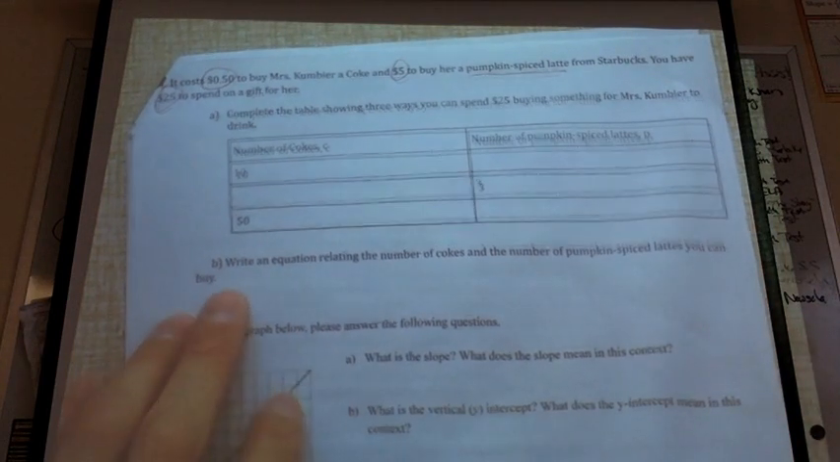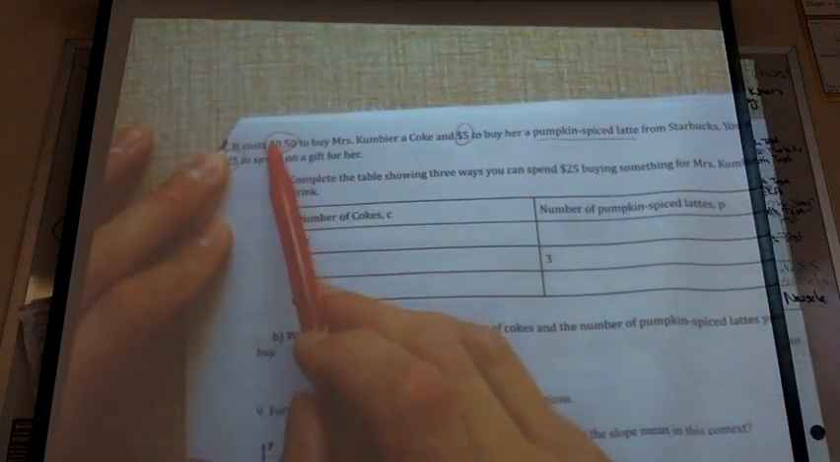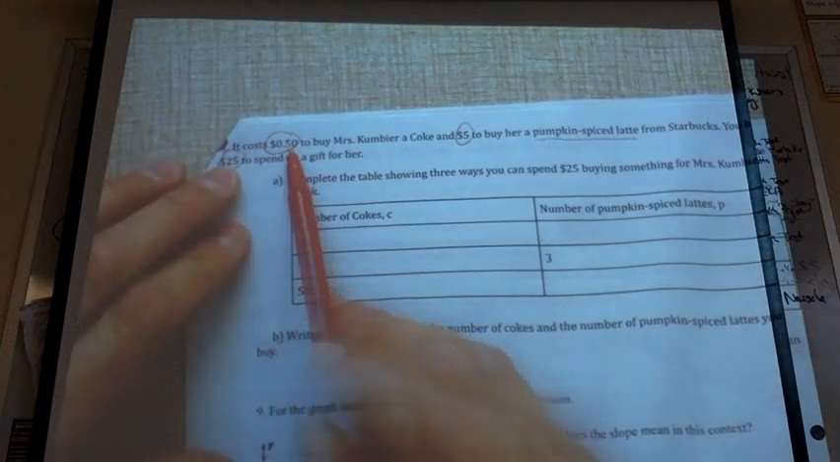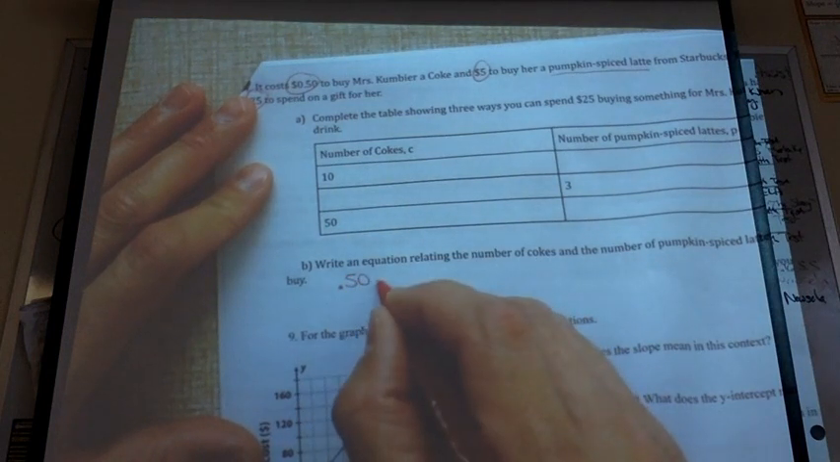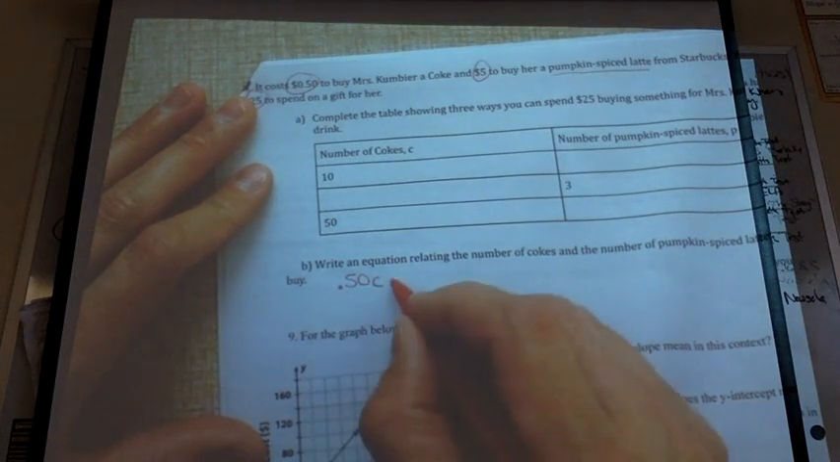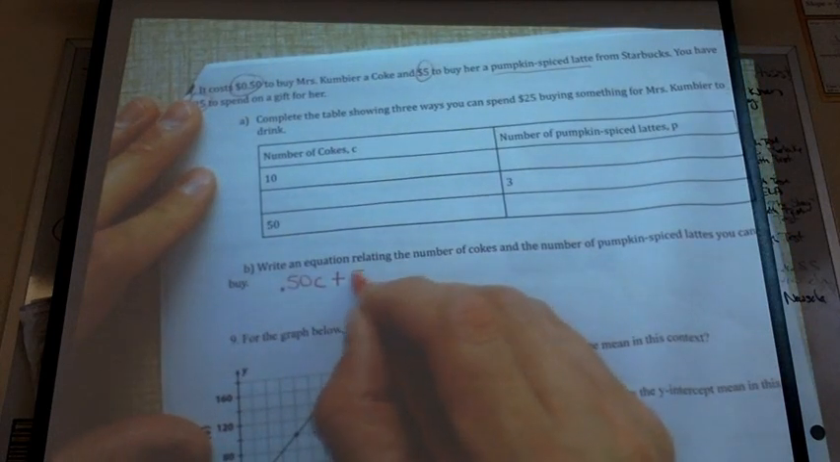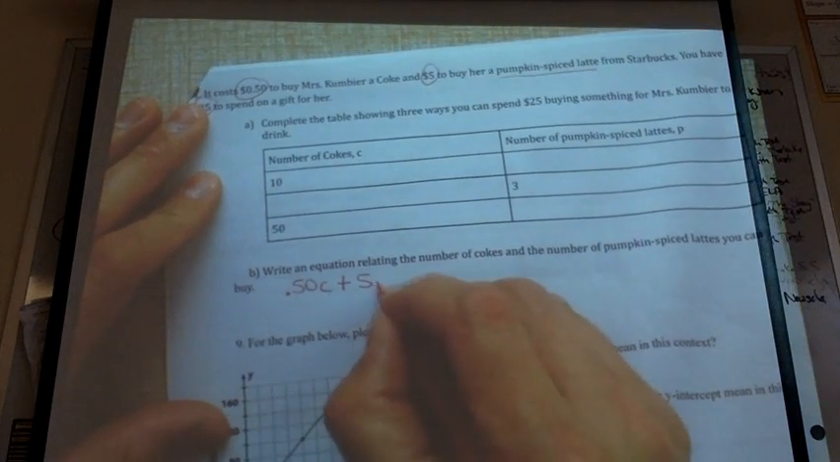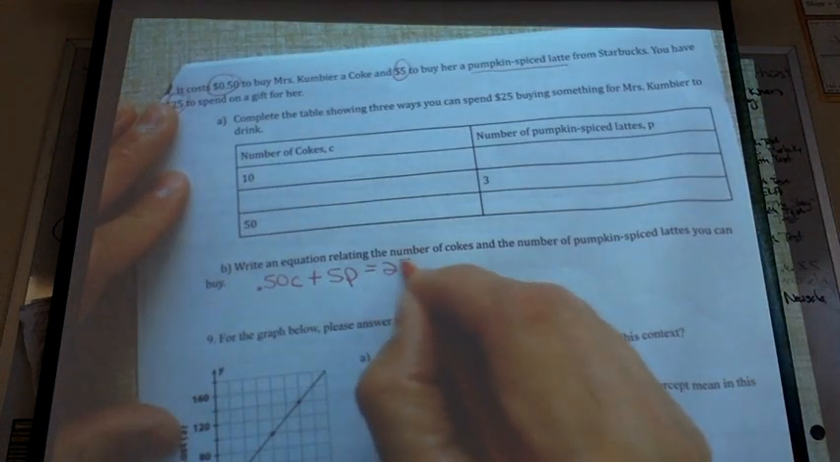I want to start with B, coming up with our equation. So in our problem, it says it costs 50 cents to buy a Coke. We're going to let C be Coke. So I'm going to write 0.50, 50 cents. I'm going to write a C right next to it because it's number of Cokes times 50 cents. Then we're going to add plus $5, so 5P, because that P stands for pumpkin spice lattes, and it has to equal a total of $25. That's all the money you have.